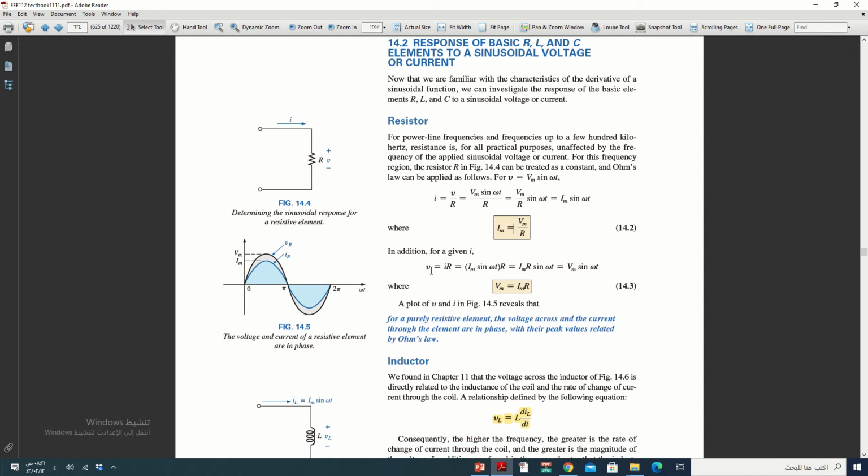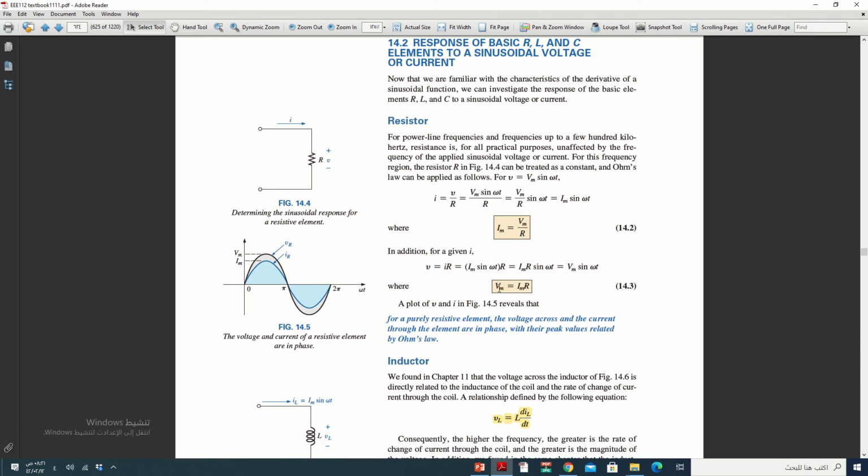So what about the opposite? If we have the current i and we need to find the voltage v, it is similar. Multiply i, which is Im sine omega t, by R, which gives Im R, a constant. It will be Vm, the peak, the magnitude, the maximum, sine omega t. This formula is similar to the previous formula, similar to Ohm's law.